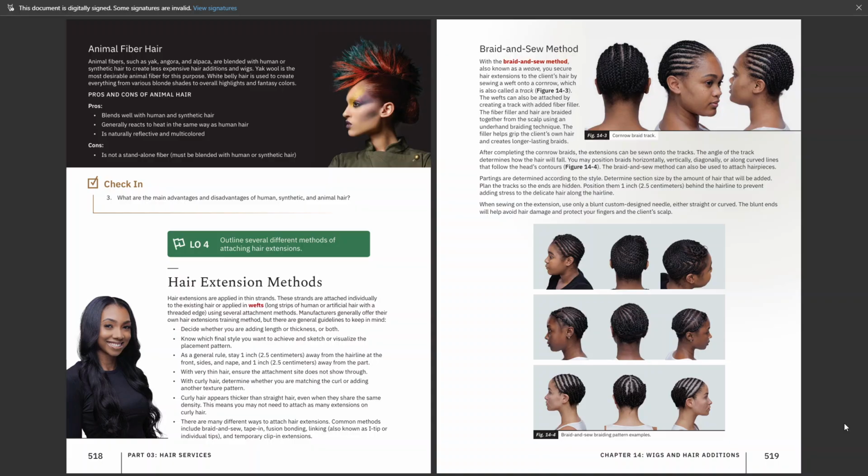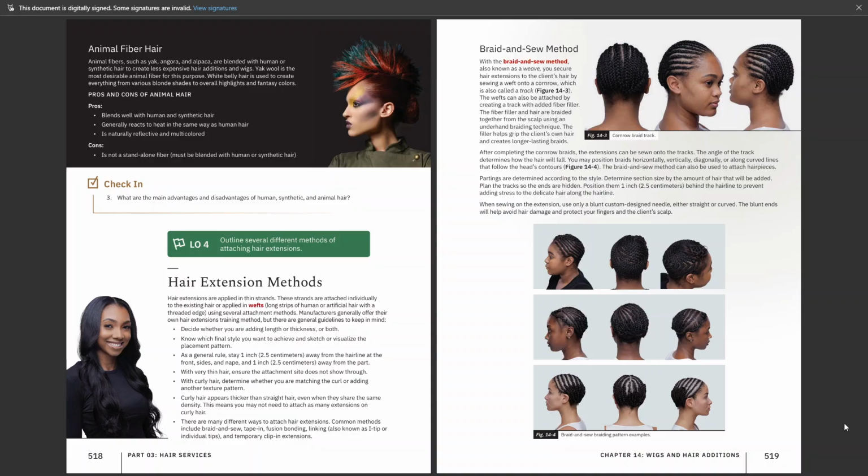With very thin hair, ensure the attachment site does not show through. With curly hair, determine whether you are matching the curl or adding another texture pattern. Curly hair appears thicker than straight hair, even when they share the same density. This means you may not need to attach as many extensions on curly hair.